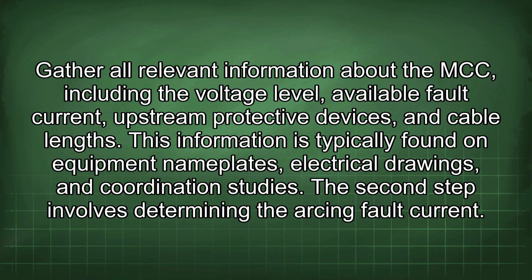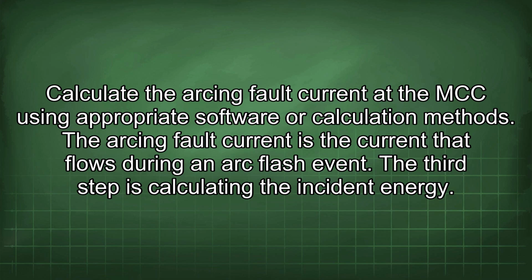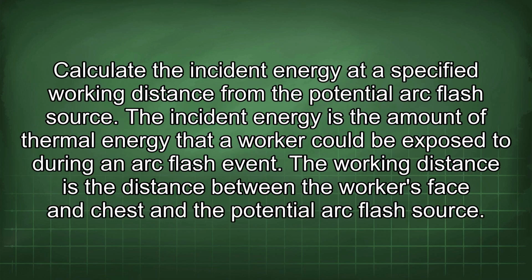The second step involves determining the arcing fault current. Calculate the arcing fault current at the MCC using appropriate software or calculation methods. The arcing fault current is the current that flows during an arc flash event. The third step is calculating the incident energy. Calculate the incident energy at a specified working distance from the potential arc flash source. The incident energy is the amount of thermal energy that a worker could be exposed to during an arc flash event. The working distance is the distance between the worker's face and chest and the potential arc flash source.